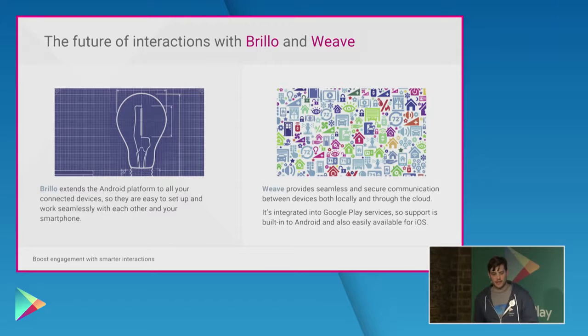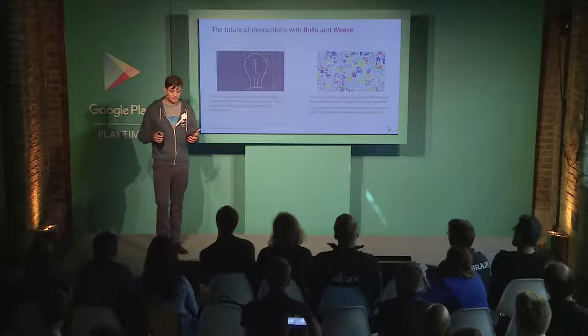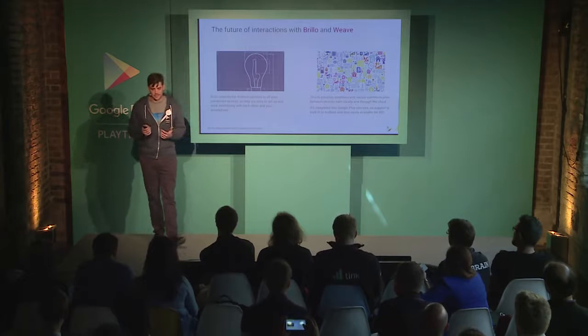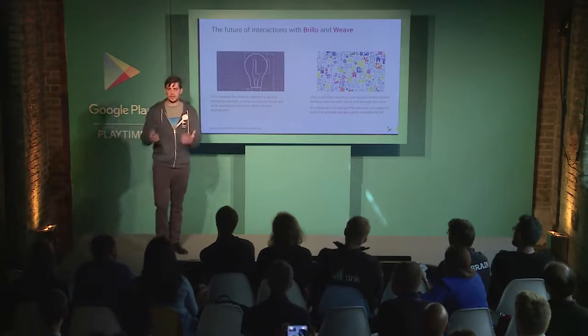The last thing I want to get into is to provide a little look at the future, what's out there, what we're working on, and that's Brillo and Weave. We're trying to take the next steps after beacons and really enable the Internet of Things. So Brillo is really the Android platform for your connected devices. They're basically our standards so that they're easy to set up and they talk to each other the way they should.